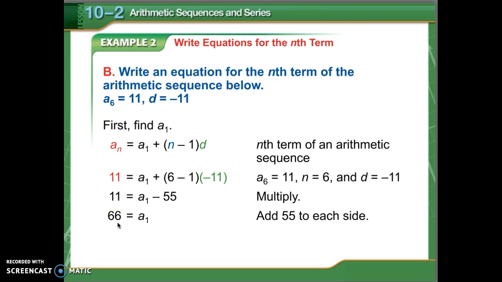You could have also done it the long way. If you knew that the pattern was subtracting 11 every time, then if a6 is 11, a5 would have been 22, a4 would have been 33, etc., working all the way back to a1. But the method shown here is going to be faster than just working backwards using the common difference. Especially if they give you, rather than a6, something like a34, you don't want to work backwards 34 times to get back to the first term. So we know the first term in the sequence was 66.